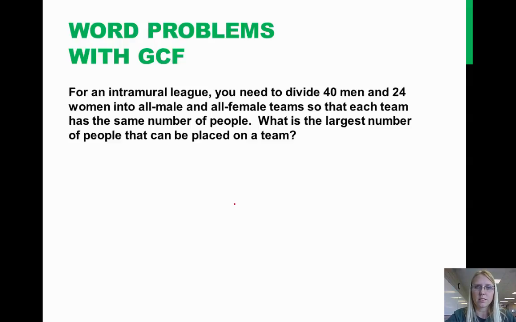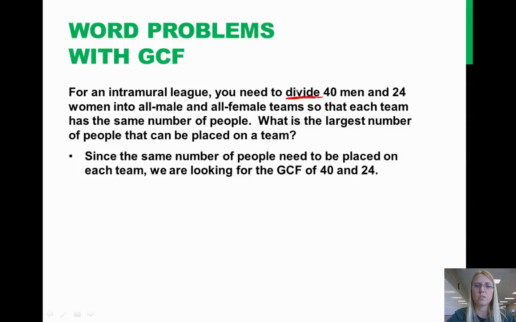So one of the things it says already at the top is that you need to divide. We're not looking for something that they multiply into, we're looking at divide. So since we are looking for the same number to be placed in each team, we're looking for a GCF of 40 and 24. First of all, we're going to take 40 and do the factor tree.